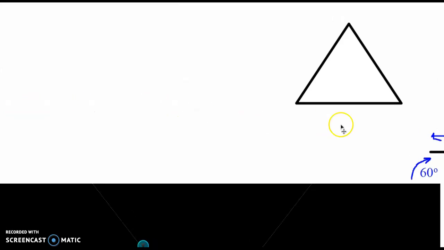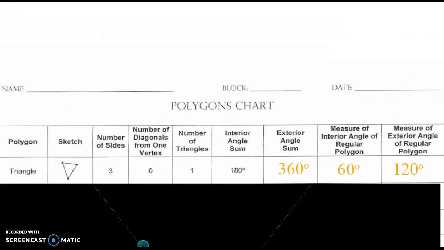Here in this picture, this is a regular equilateral triangle, and notice that this inside angle right there is 60. And the exterior would be 120, this outside angle. So I'll talk a little bit more about that in the next lesson.